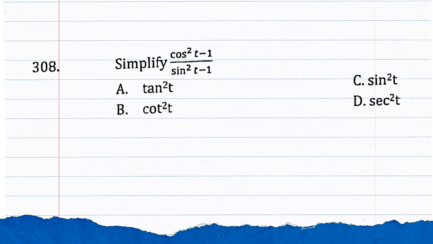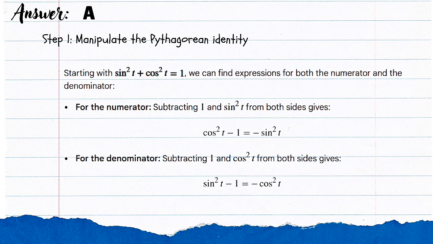Question number 308. Simplify cosine squared t minus 1 over sine squared t minus 1. And here are the choices. Letter A, tangent squared t. Letter B, cotangent squared t. Letter C, sine squared t. Letter D, secant squared t. And the answer is letter A. And here are the steps.